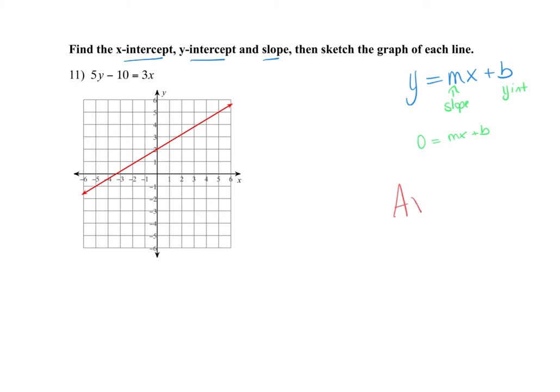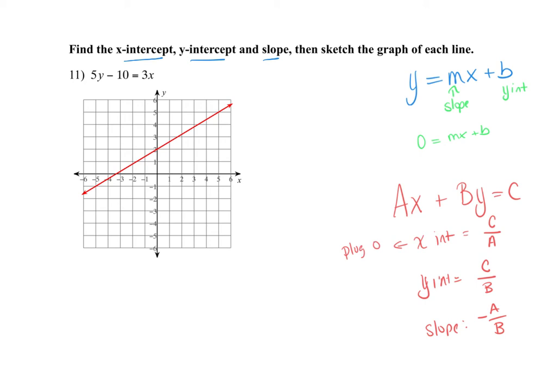If it is in standard form, your x-intercept is going to be c divided by a. Your y-intercept is going to be c divided by b. And your slope is going to be -a over b. That's how it's always going to work out. Now here's the thing. For x-intercept, you can just plug in a 0 for y and solve. For y-intercept, you can plug in a 0 for x and solve. And for slope, you can put it in slope-intercept form if you want it in slope-intercept form.